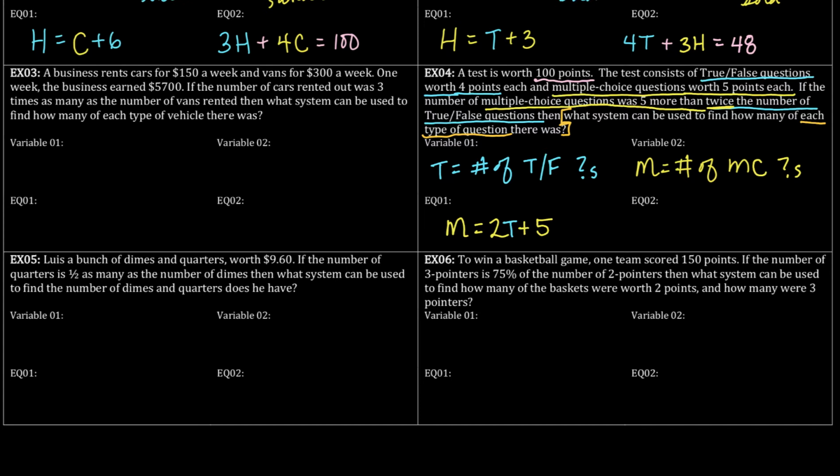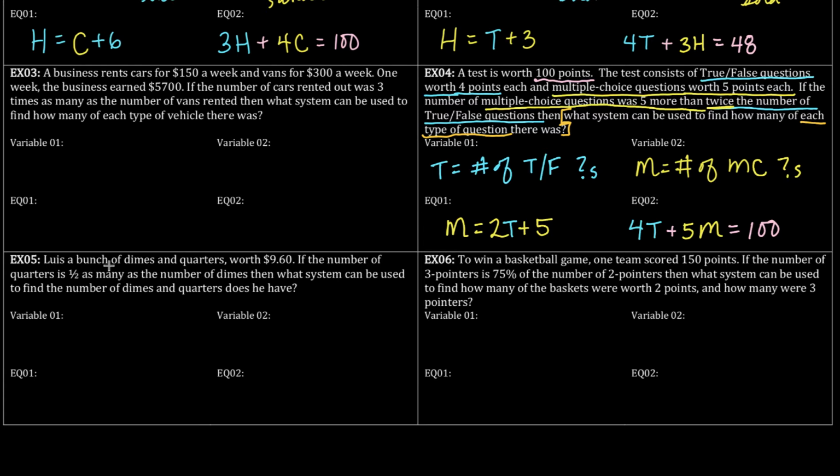And we know that there's a total of 100 points. So each true false is 4 points. So 4 times the number of true false plus 5 times the number of multiple choice should give me a total of 100 points. Cool.